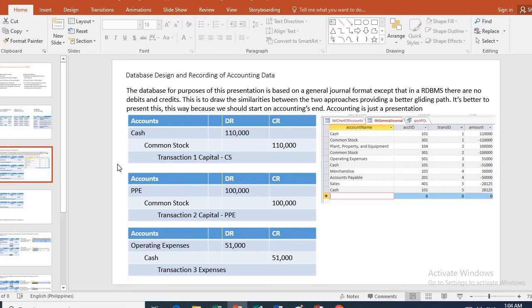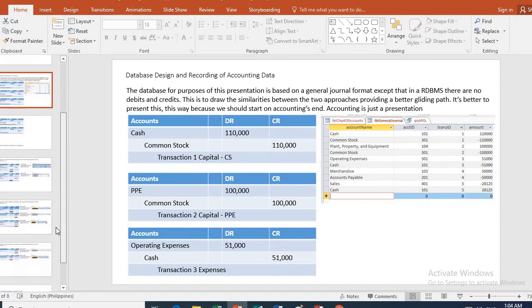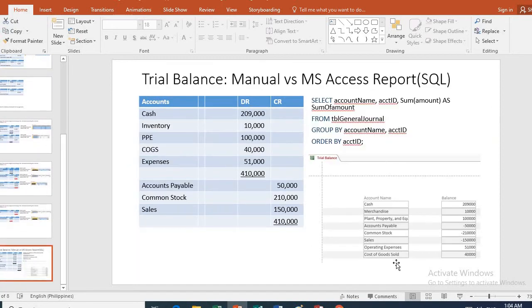So I presented it this way because a lot of database designs use this type of setup, you know, the positive and negative, and it is more presentable in terms of a gliding path, okay, from a manual to RDBMS. Anyway, we need not prolong this one.